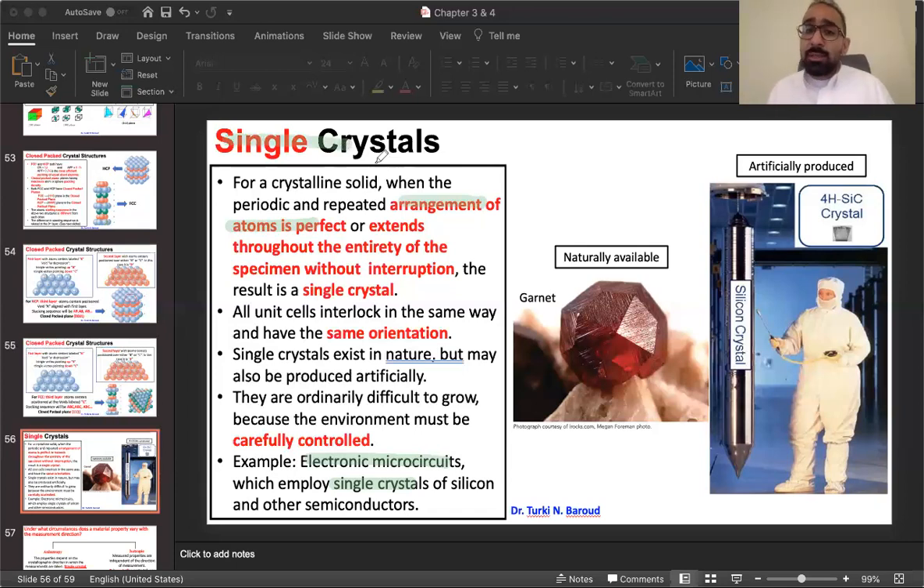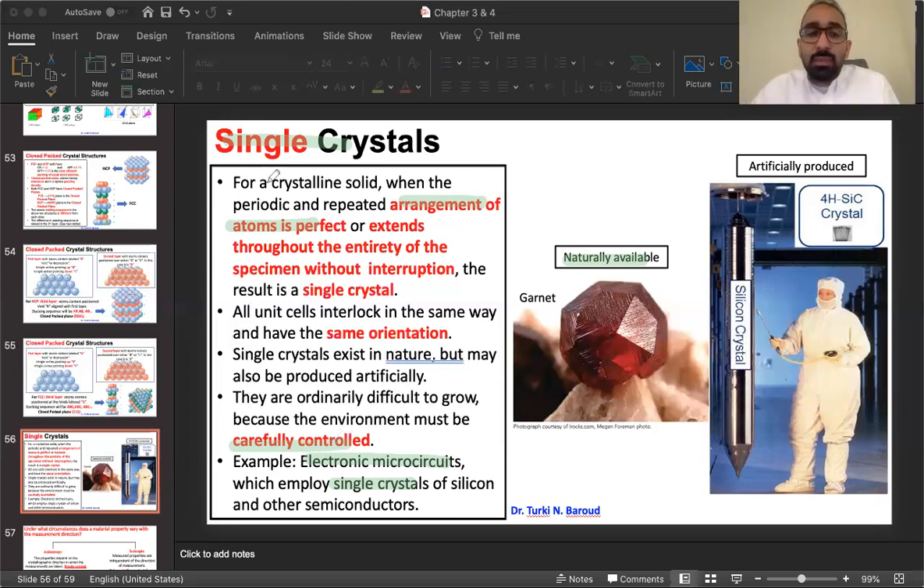Now, single crystalline material can exist naturally. You can find it. But we can also produce this kind of material, though normally it needs a careful, specific type of environment. So usually they grow single crystalline material in what's called a clean room, where you try to prevent the existence of impurities that might interrupt the growth of the single crystal.